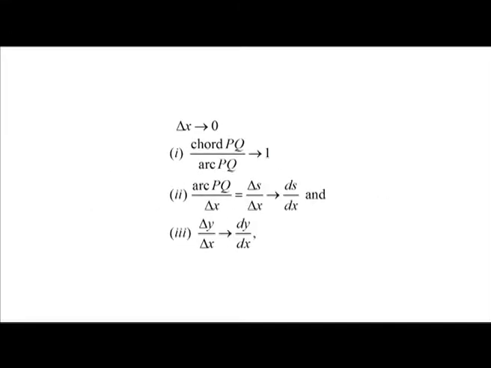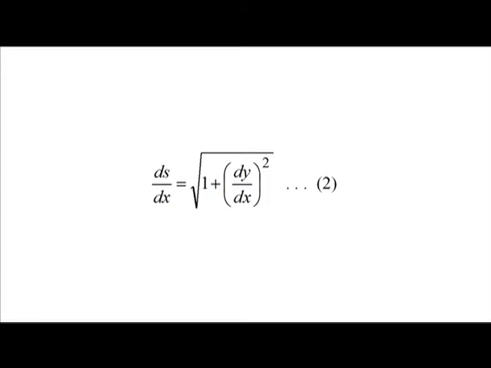In the limit when delta x approaches 0, chord PQ by arc PQ approaches 1, arc PQ by delta x, which is equal to delta s by delta x, approaches ds by dx, and delta y by delta x approaches dy by dx. So from equation 1, letting delta x approach 0, we obtain (ds by dx) whole square is equal to 1 plus (dy by dx) whole square. Hence, ds by dx is equal to square root of 1 plus (dy by dx) whole square. We call it equation number 2.